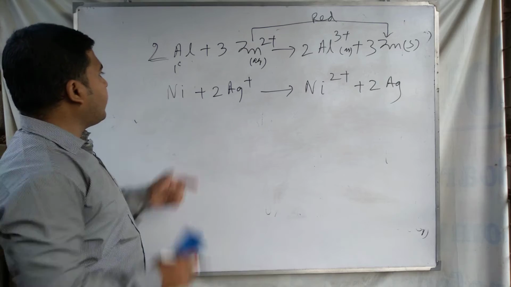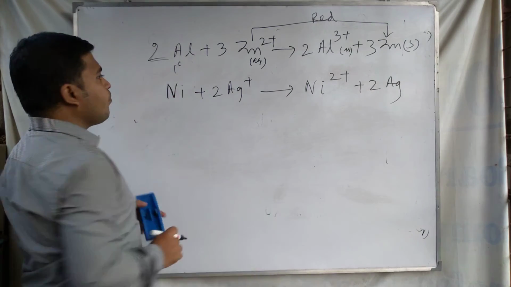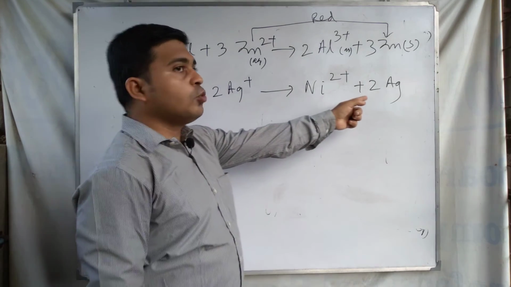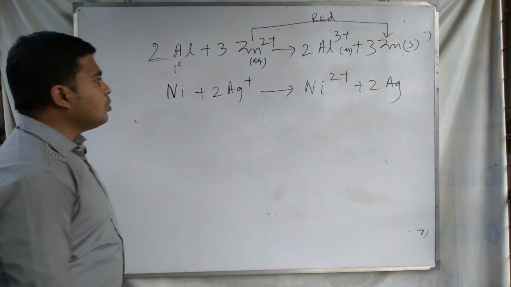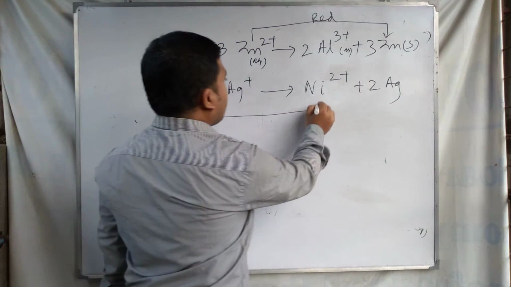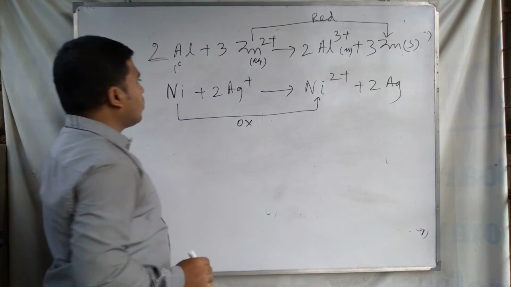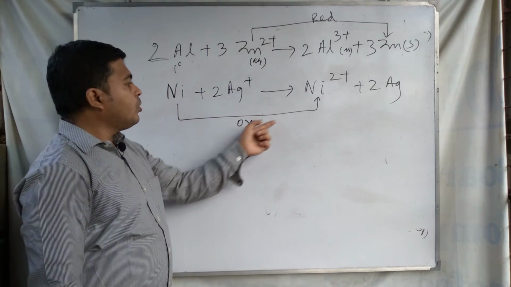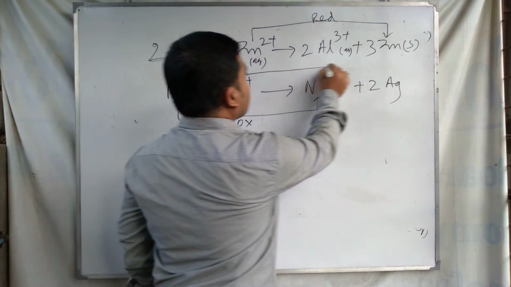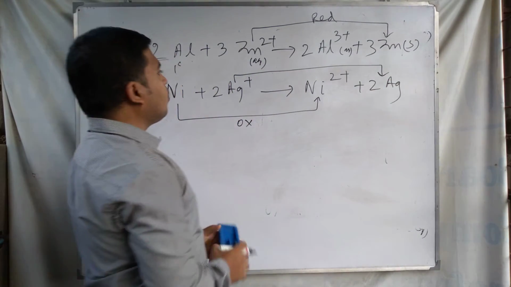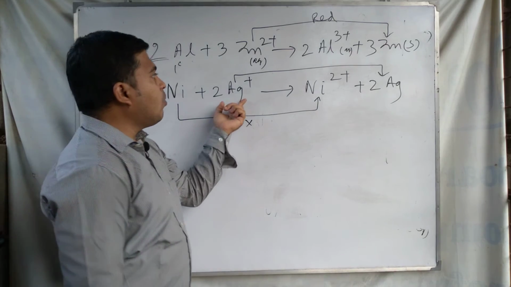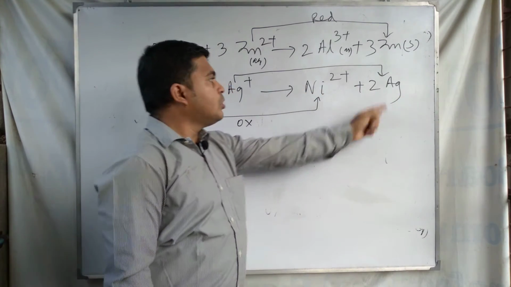Suppose this one is another reaction, and the reaction is nickel plus 2 Ag plus to nickel 2 plus and 2 Ag. In this case, if we want to represent this galvanic cell, we have to identify the oxidation half. Nickel is losing electron, so this one is oxidation half, nickel to nickel 2 plus, and silver plus to silver. This one is the reduction half, because silver plus is gaining one electron to change to silver.